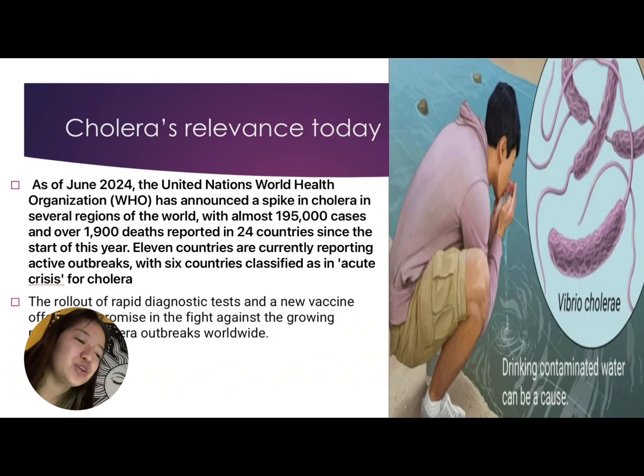As of June 2024, the United Nations World Health Organization, which is WHO, has announced a spike in cholera in several regions of the world, with almost 195,000 cases and over 1,900 deaths reported in 24 countries since the start of this year. 11 countries are currently reporting active outbreaks, with 6 countries classified as in an acute crisis for cholera. The rollout of rapid diagnostic tests and a new vaccine offer some promise in the fight against the growing numbers of cholera outbreaks worldwide.